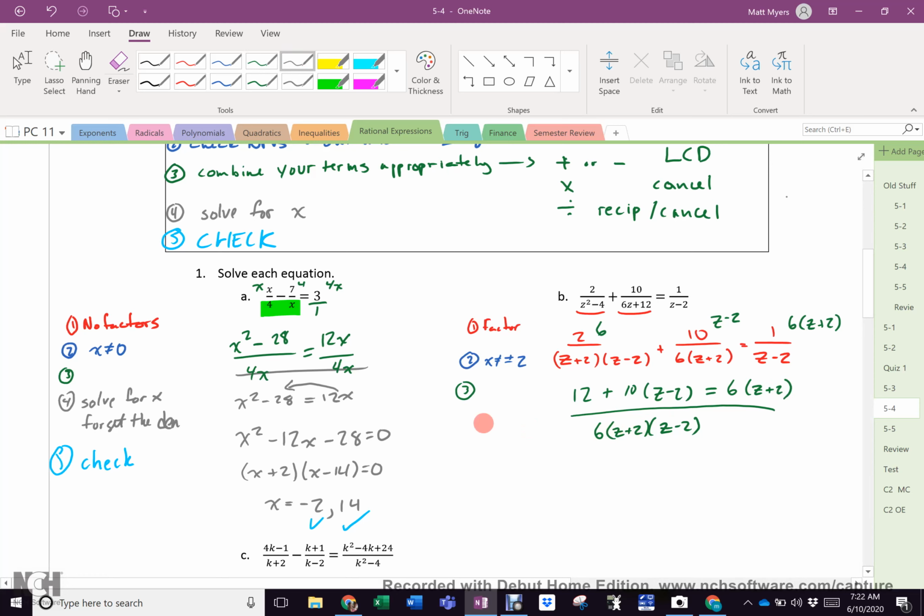Right, the denominator. So now I can solve for x. So I can get rid of that. And now I have 12 plus 10 z minus 2 equals 6 z minus 2. Now I solve. 12 plus 10 z minus 20 equals 6 z minus 12. Solve it all. Bring all the z's to one side. 4z equals 12 minus 20 is negative 8. Bring that over here. It becomes positive 8. Negative 12 plus 8 is negative 4.